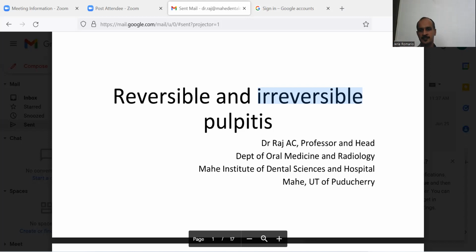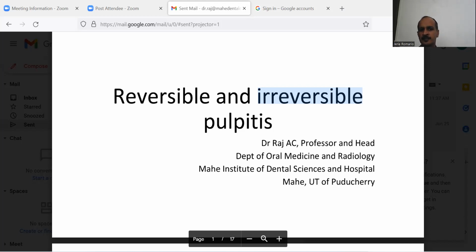We start with the first step of pulpal inflammation, that is reversible pulpitis. The causes are dental caries, recent restorative procedures, poor quality restoration, trauma, regressive alterations, anything. 90% of the time it will be dental caries. And for older adults, it may be regressive alterations. What are the clinical features?